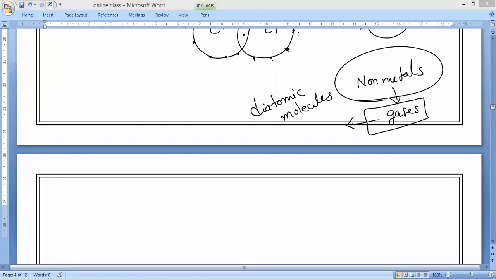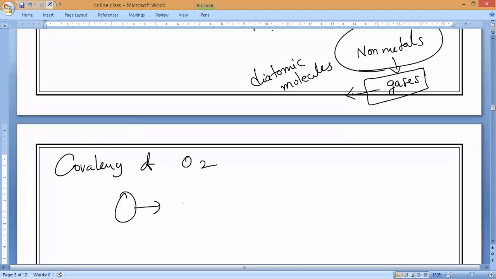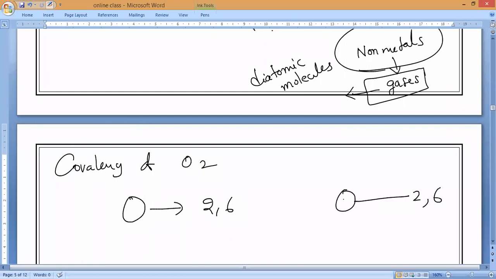Next, you can take covalency of oxygen. Covalency of oxygen, how? Like this only. Can anybody say? Covalency of oxygen, 2 electrons. Yes or no? So for one oxygen atom, 2, 6. Yes or no? 2, 6. Another atom, how many? Another 2, 6 only. So oxygen.